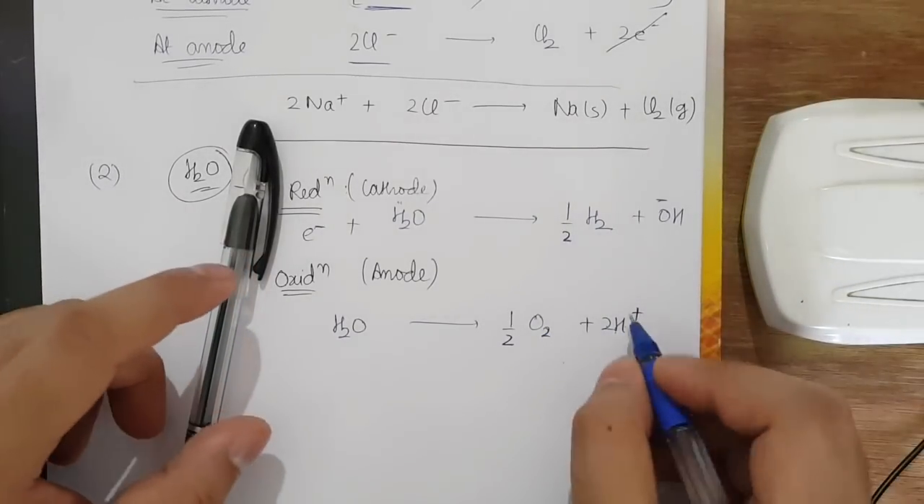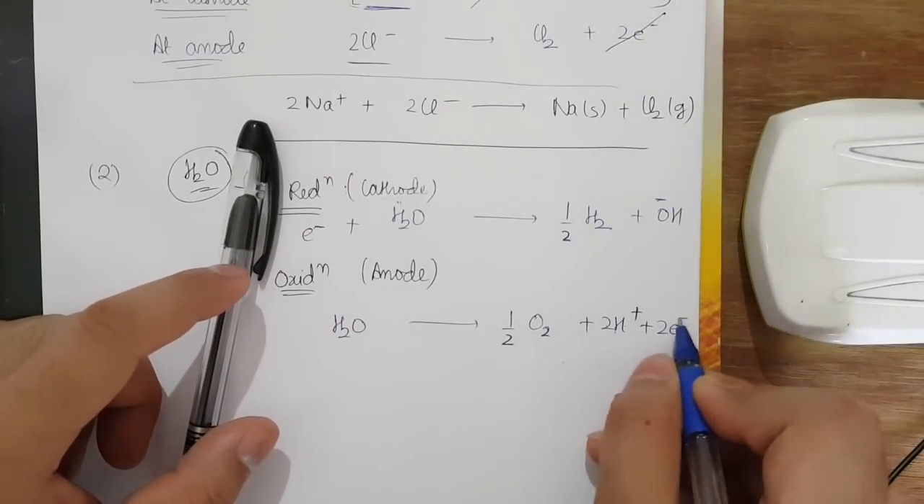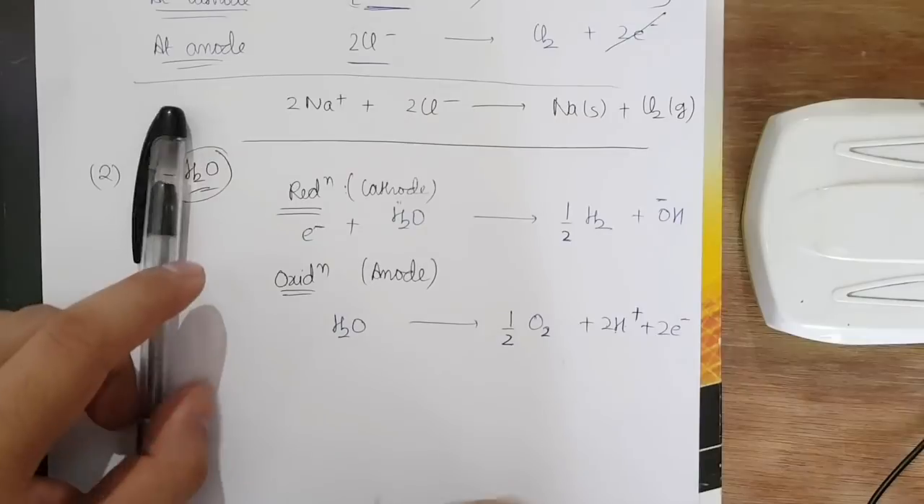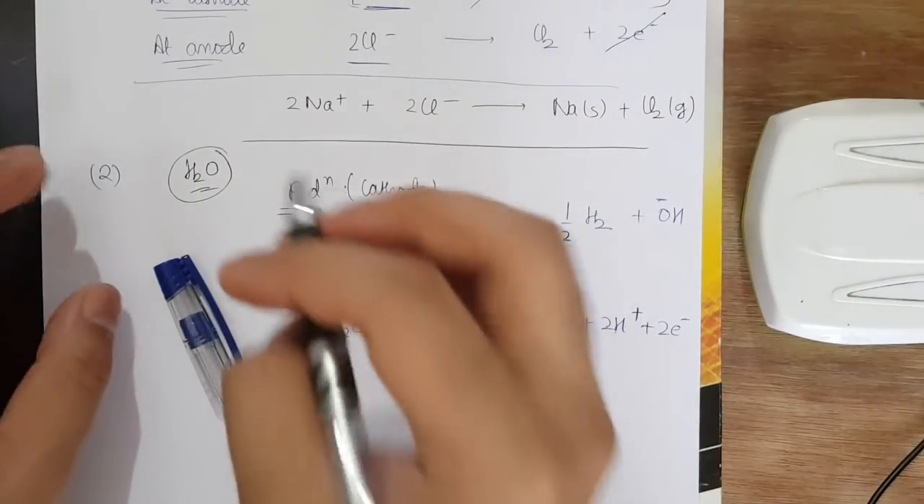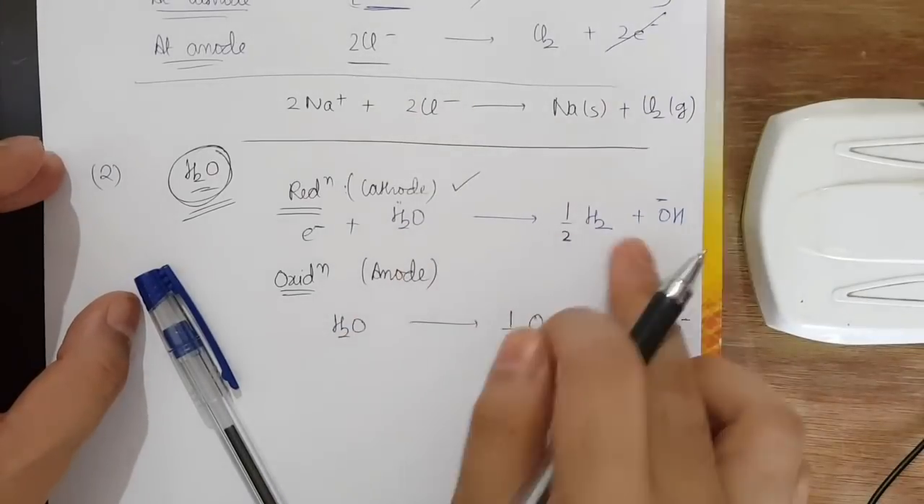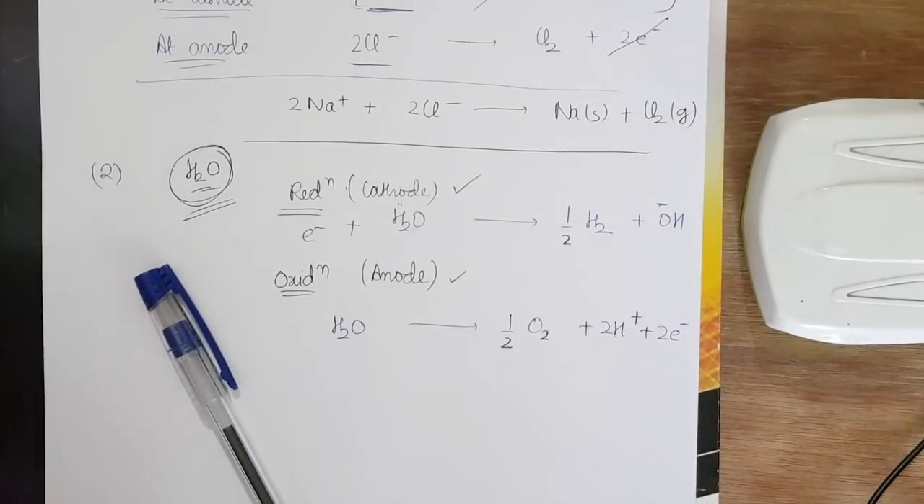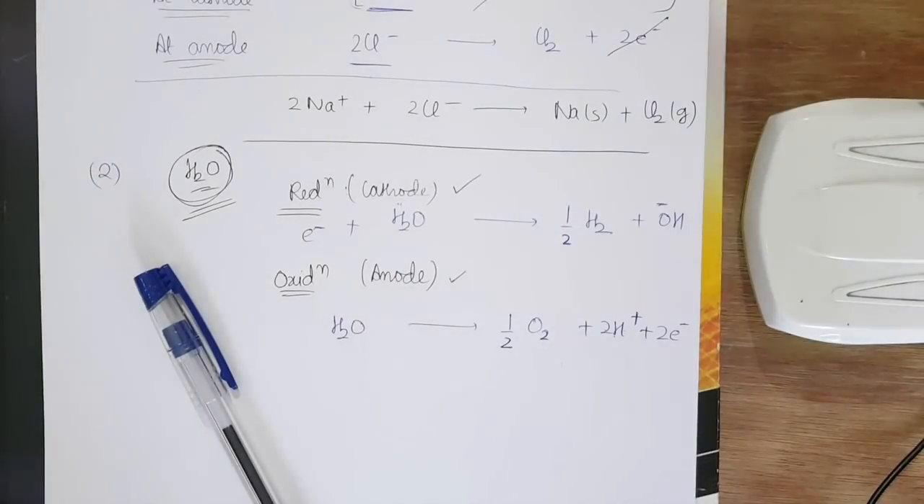Now balance the charges. So what are the charges? We have 2H plus here. We have 0 as the net charge. So we need to add 2 electrons in order to make the charges balanced. So what I mean to say is that the electrolysis of water occurs in the reduction form at the cathode in this manner, in the oxidation form at the anode in this manner. So these two equations should also be taken into consideration.